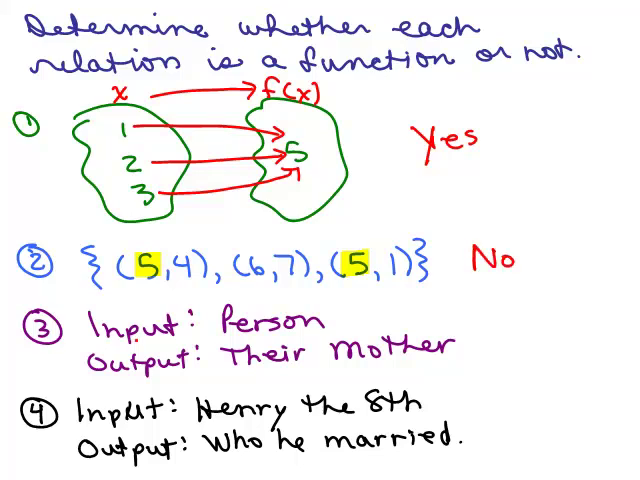All right, number 3. If the input is a person and the output is their mother, so if you put someone in, out comes, let's say, the name of their mother, is that a function? Actually I should be clear here. What I mean is their biological mother. And in that case, yes, we each have exactly one bio mother. So this is yes. And let's look at the fourth one. The input, Henry VIII. Output, who he married. Well, he had a lot of wives, right? So this is not going to be a function. It's not predictable what name might come out, right? Which of his wives.